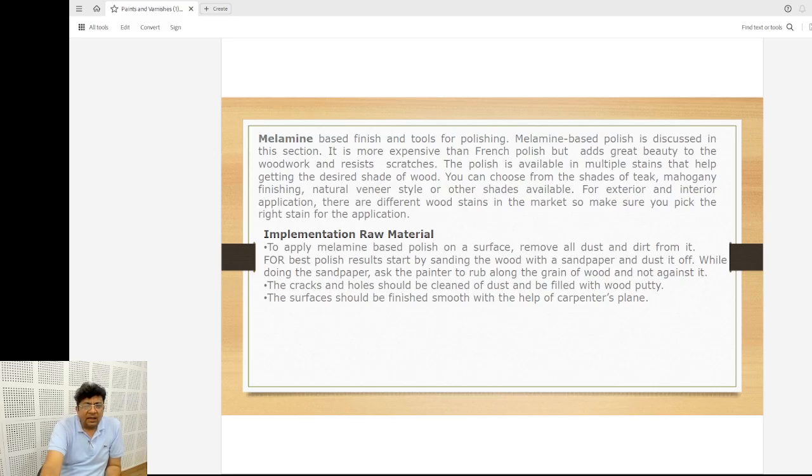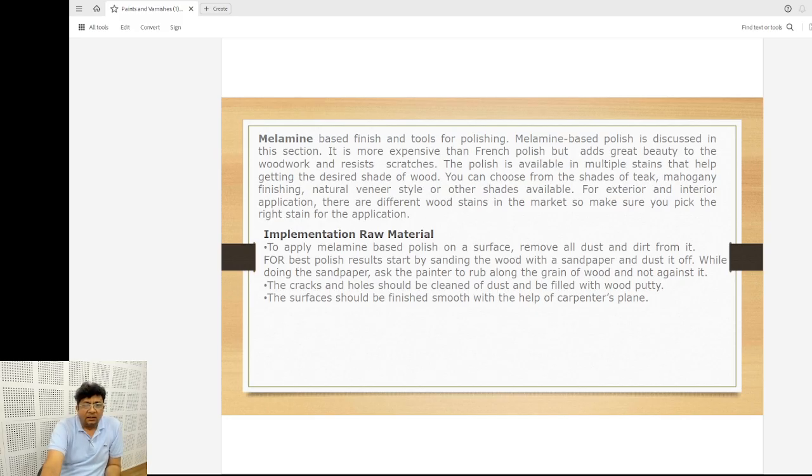While doing the sandpaper, ask the painter to rub along the grain of the wood and not against it. It is very important to understand here that the sandpaper which is applied to rub the surface of the wood should always be along the grain of the wood. To retain the texture and the finish of the wood, it is very important that sandpaper should always be applied along the grain and not against it.